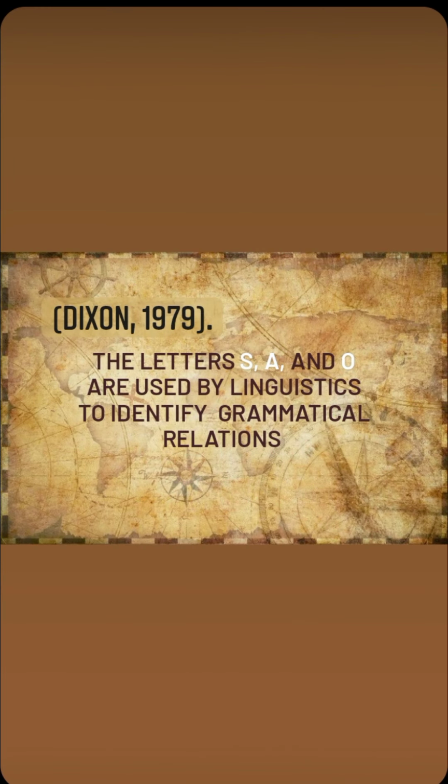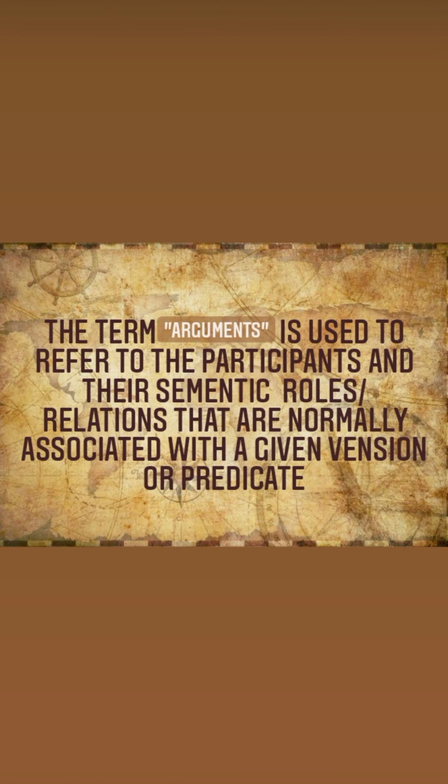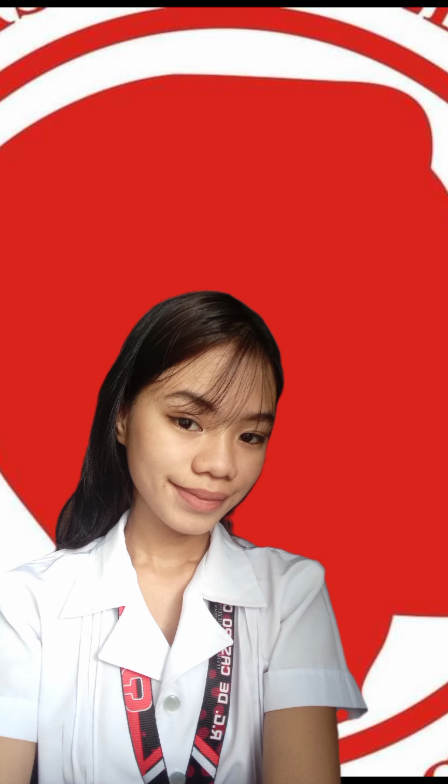In 1979, based on Dixon, the letters S, A, and O are used by linguists to identify some grammatical relations. And also, based on Pinker in 1997, the term argument is used to refer to the participants and the semantic roles or relations that are normally associated with a given verb or predicate, a term for nouns that linguists use to describe morphosyntax.